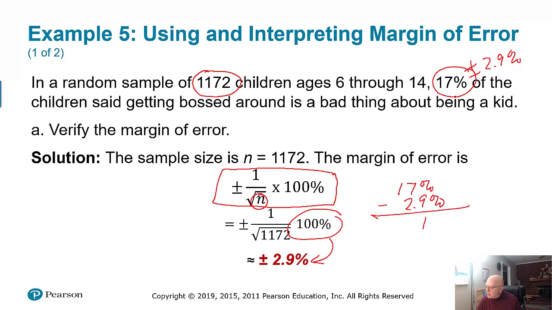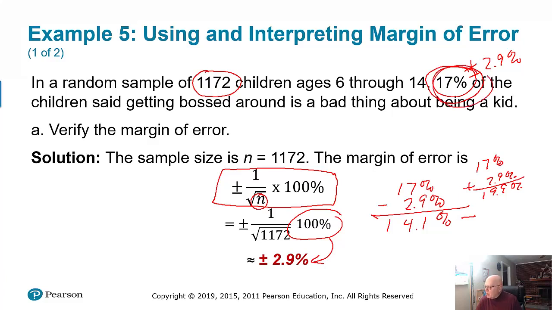So if you take that 17 and subtract the 2.9, the real number is between 14.1 and, let's do this again, 17% plus the 2.9%, and that gives you 19.9%. Now we're telling people that 17% of those children say this, and that's sort of accurate, but you should have a range. And this is how you get the range with the margin of error.